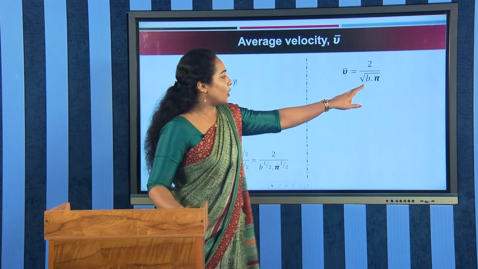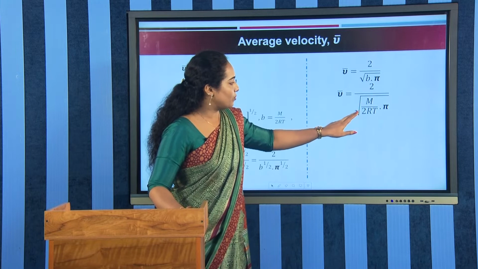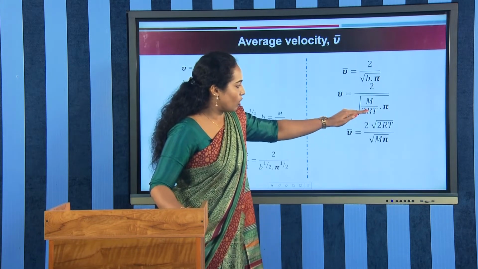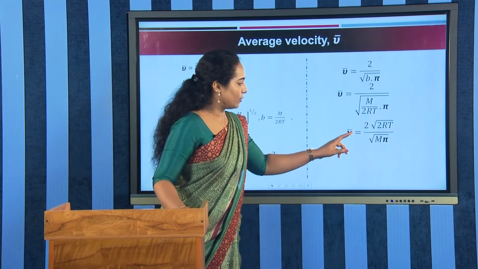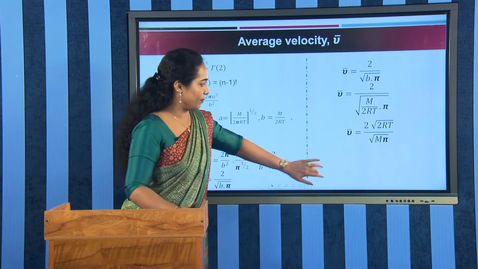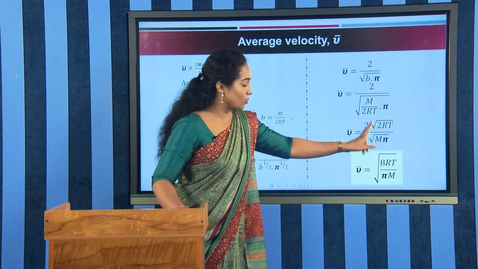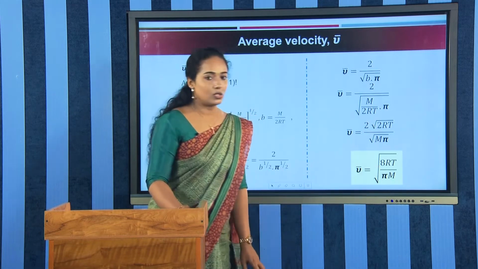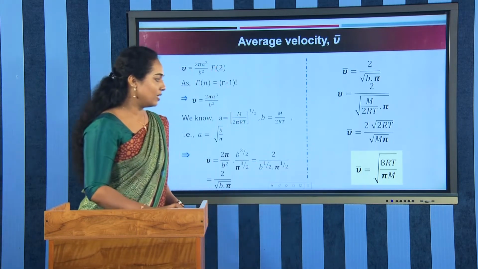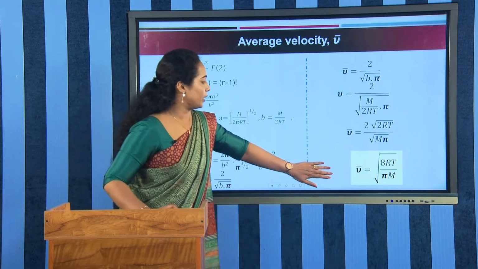Okay. Again we are now going to substitute for this b, and it is 2 divided by root of m divided by 2 r t into pi. Okay. So, taking the denominator of the denominator to the numerator side, we can write it as 2 root 2 r t by root of m pi. So, taking 2 into this square root, it will be square root of 2 into 4, which is square root of 8. So, we get the final expression for the average velocity as mu bar is equal to root of 8 r t by pi m. Okay.